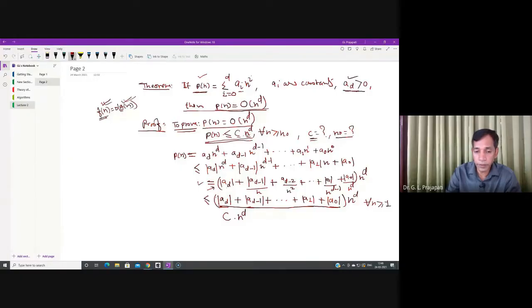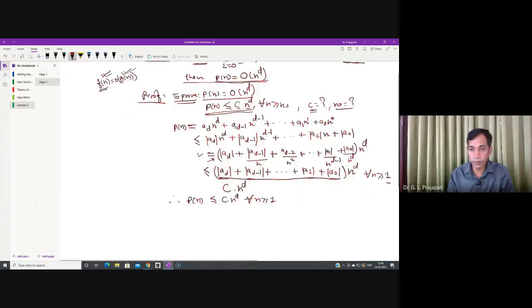So here actually you come to know that p of n is less than or equal to c into n to the power d, and this holds true for every value of n greater than or equal to 1. You have seen that this is true for every value of n greater than or equal to 1.